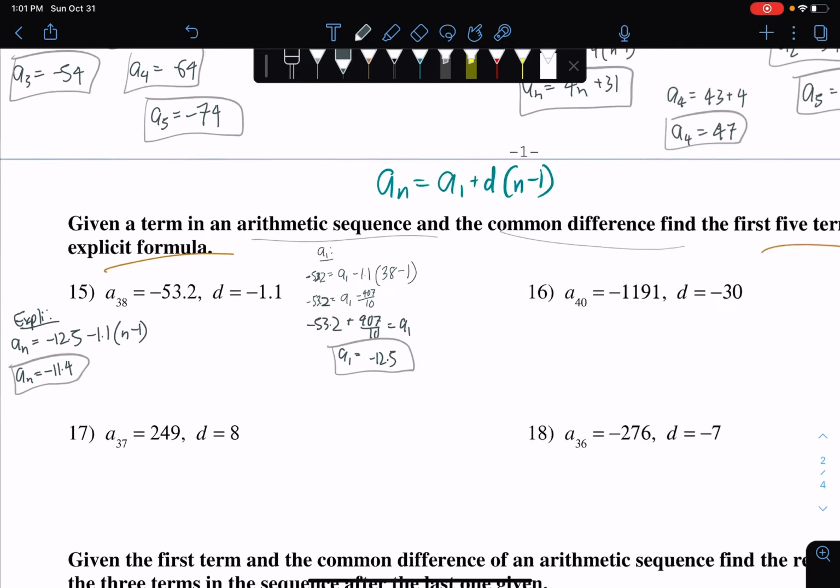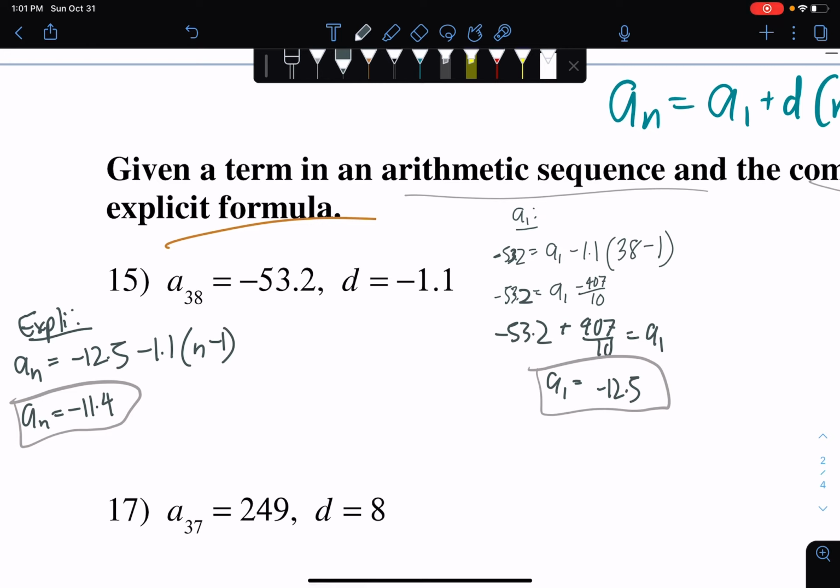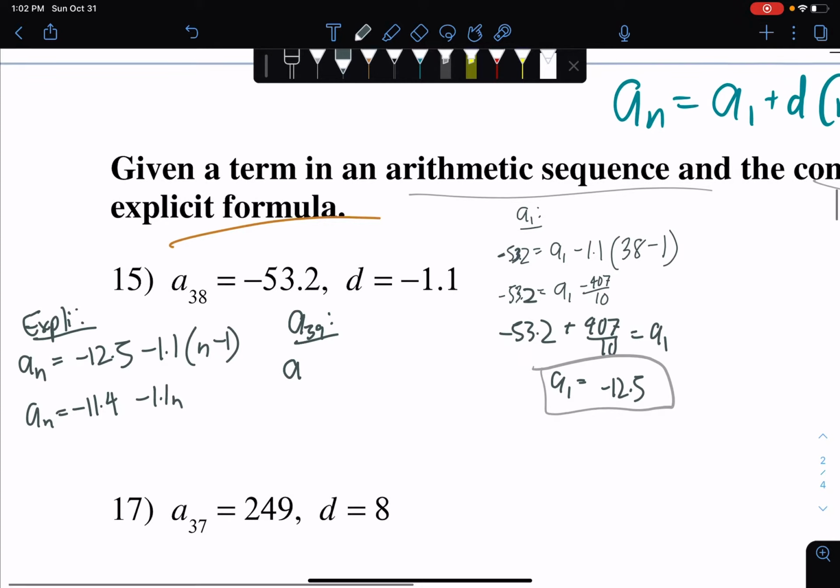Okay, so finding the first 5 terms. Finding the first 5 terms meant that we'll find the terms after a sub 38 because it's given. So for a sub 39 we'll make good use of the explicit formula. I'm so sorry. Our explicit formula is incomplete. There you go. Negative 1.1n minus 11.4. Or we could interchange these: negative 11.4 minus 1.1n.